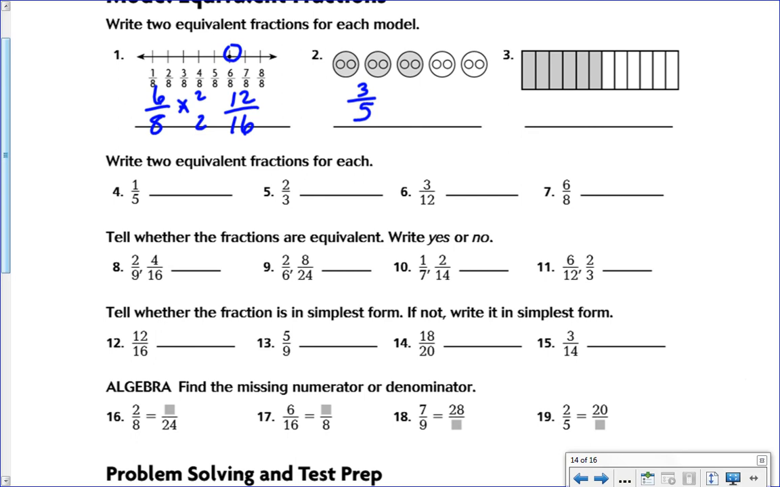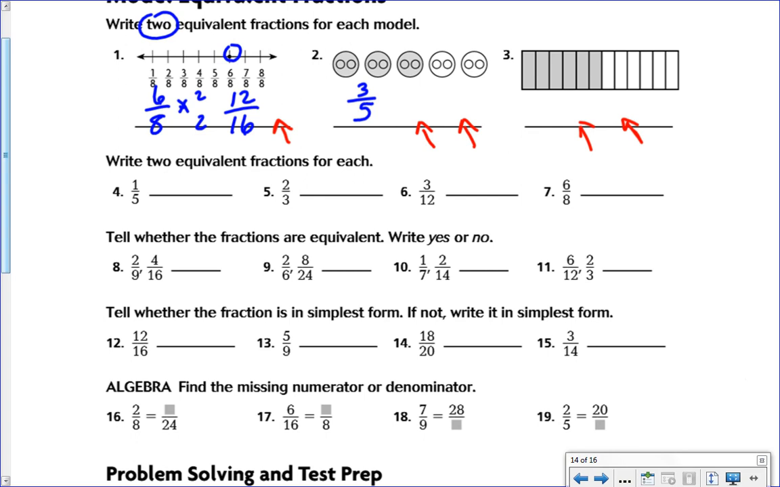All right, and if Miss Fernley read directions, you're supposed to write 2 equivalent fractions for each model. So make sure that you write another fraction for this one, a total of 2 for this one, and a total of 2 for this one. All right, so write 2 equivalent fractions for each. Here it gives us a fraction, and we need to find an equivalent fraction.